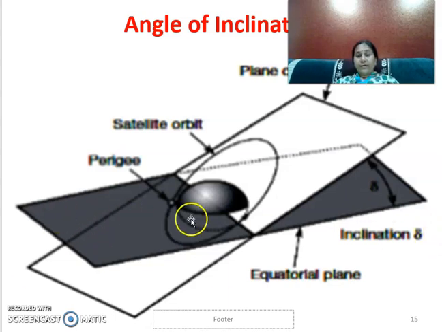So if you look at the figure, this black plane represents the equatorial plane. With respect to this equatorial plane, your satellite is rotating at some angle. This is the plane of your satellite. The angle between this satellite plane and the equatorial plane is the angle of inclination, which is equal to delta. If this angle is equal to 0, then there is no difference, or no angle. It is equal to 0 means the satellite plane coincides with your equatorial plane.